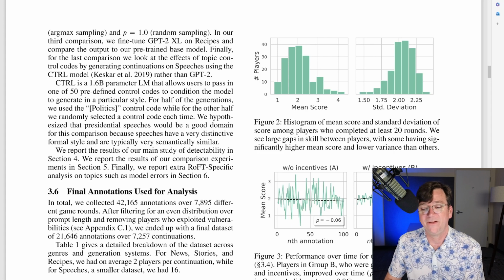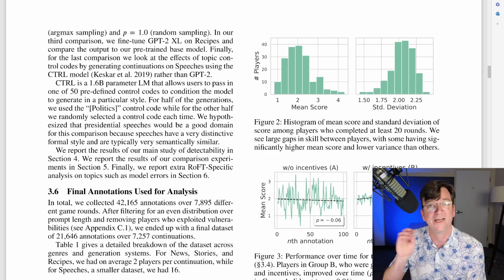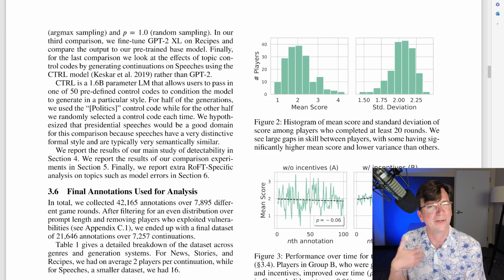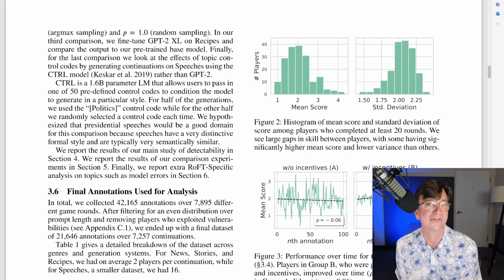And we found that over time, the group that was provided incentives to learn how to detect ended up getting better. So compared with the first few times that they played the game, their final scores were much better. So they were able to reliably detect that boundary. They were reliably able to spot when we switched to machine-generated text better than their cohorts in the control group.